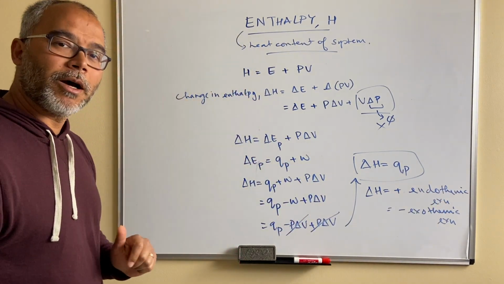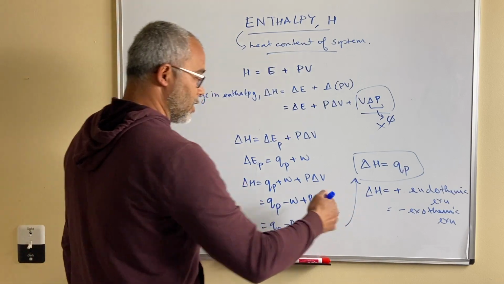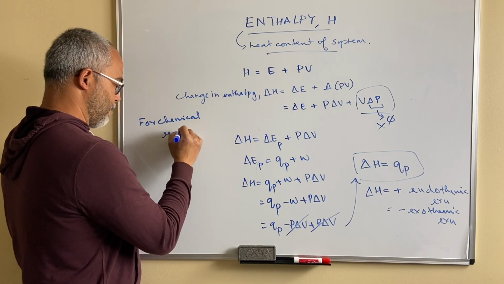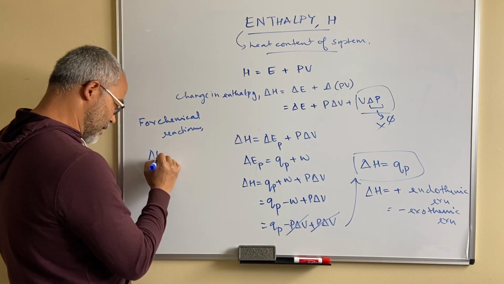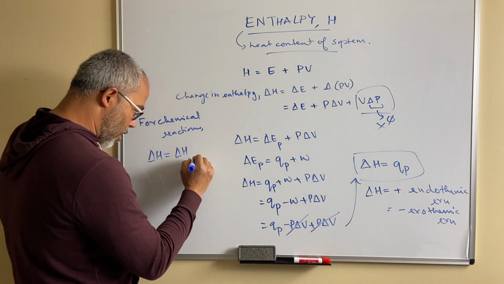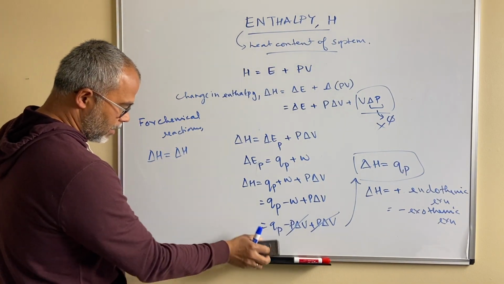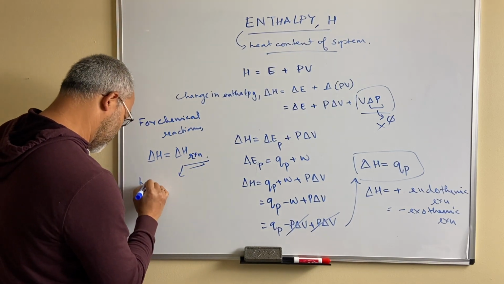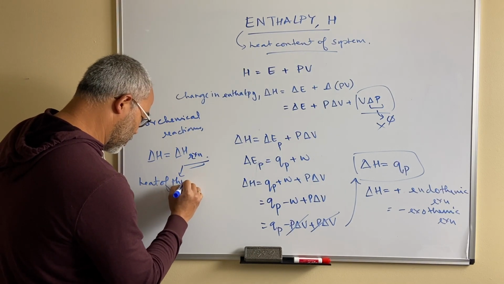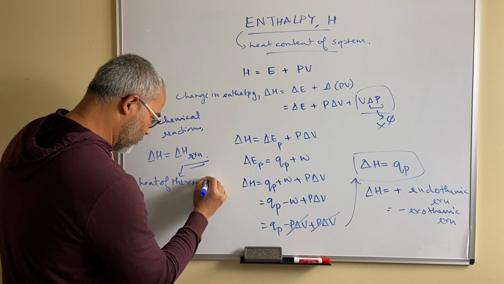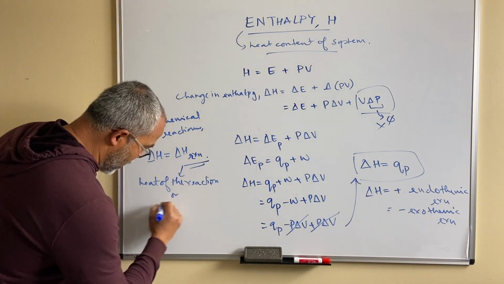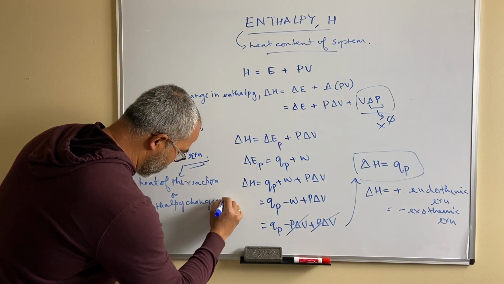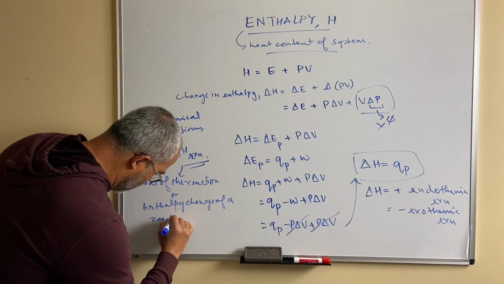The last thing we want to talk about is that when we talk about a chemical reaction, this delta H is written as delta H with Rxn as a subscript. This stands for the heat of the reaction, also known as the enthalpy change of a reaction.